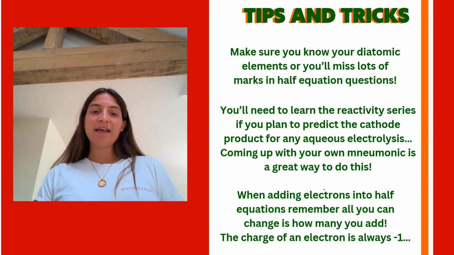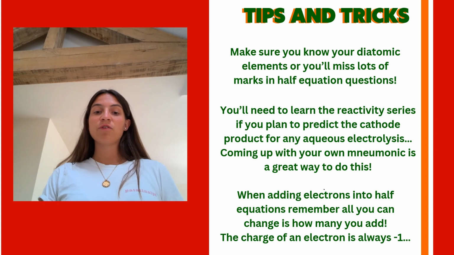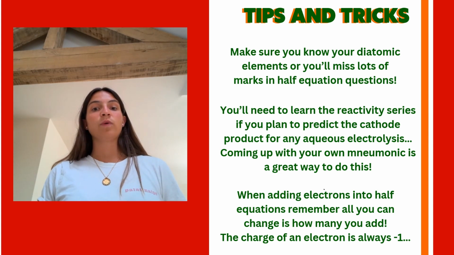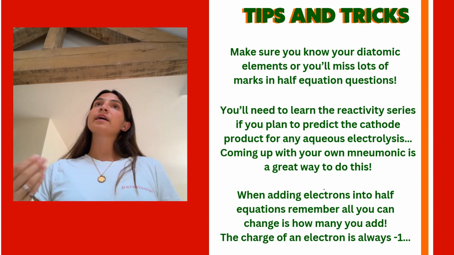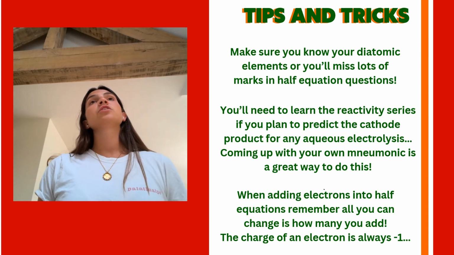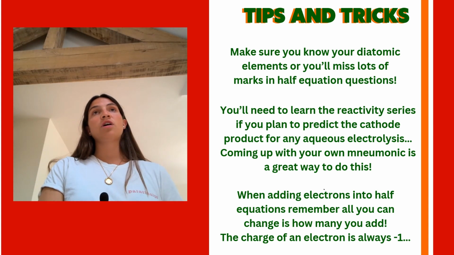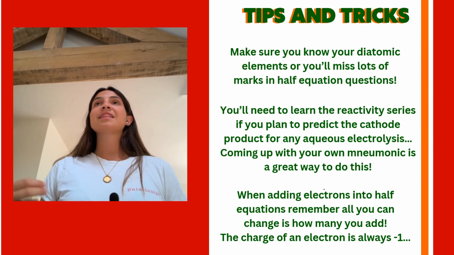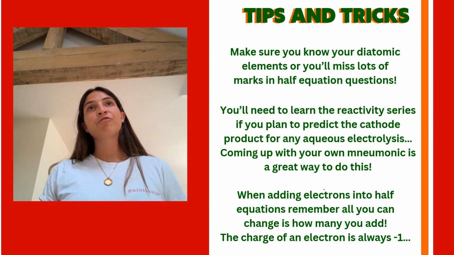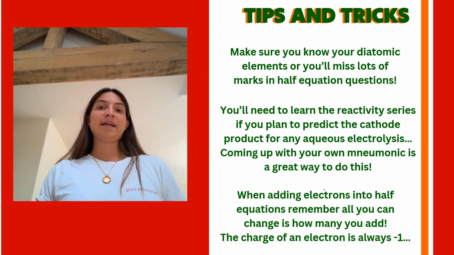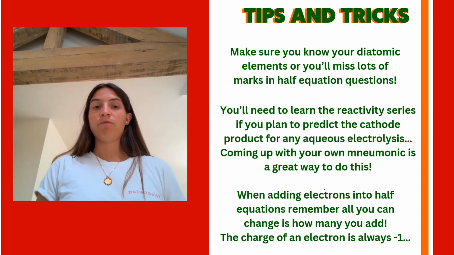When adding electrons into half equations, remember all you can change is how many of them you add. The charge of an electron is always -1. So if, like our example for oxygen, you had a charge of -4 from your oxygen ions on the left-hand side, then you would have to add 4 electrons to your right-hand side so that you had that charge of -4.